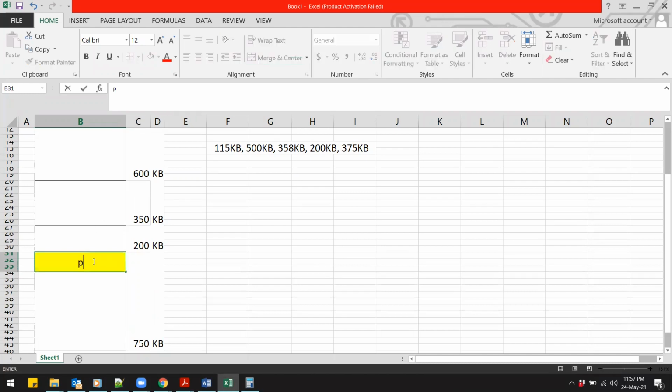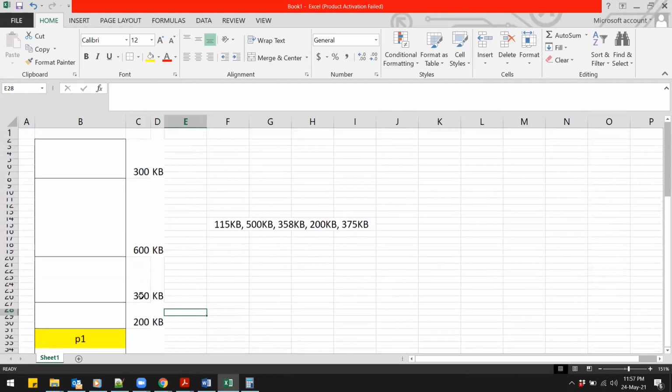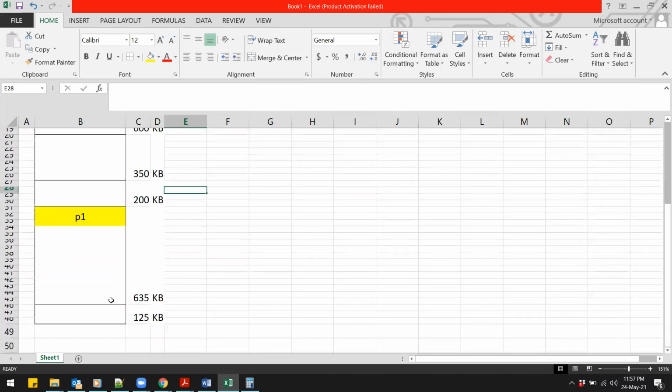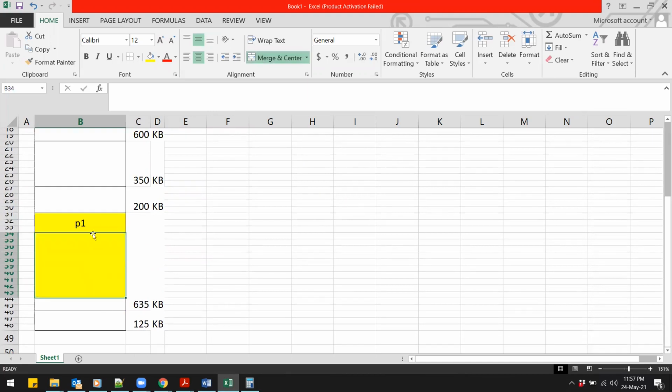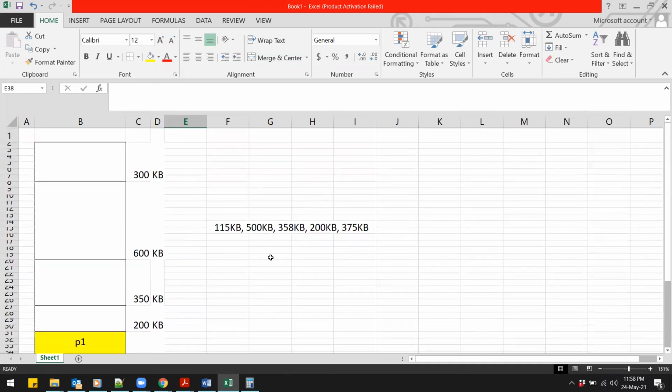So P1 goes over here. And then out of this 750, we are left with 635 kb. The next one is P2, which is 500 kb. So the largest available is in here, 635. So we'll put P2 in this 635 segment. So P2 goes here, and from this 635, we are left with 135 kb.